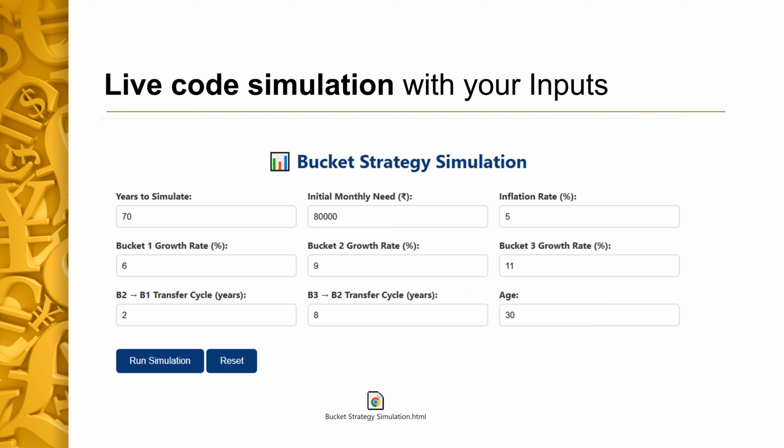Bucket 2 manages expenses for the next 3 to 10 years. Bonds and hybrid funds bring stability, with a 9% growth rate every 8 years. It's replenished by Bucket 3. Bucket 3 holds growth assets like equities and stocks, compounding at 11%. It's built for wealth creation far into the future, with transfers set every 2 and 8 years. Raj's model creates a cascading flow of funds, adapting to inflation, longevity, and market shifts.